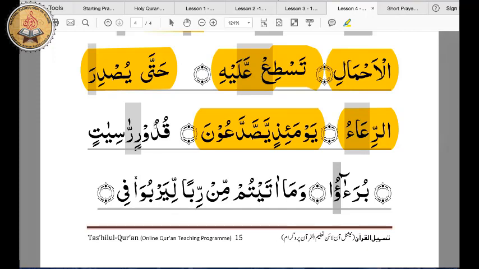Wa alaikum assalam. Could you please read the next example? Okay. Qudurir sijatin. Just make this dal a little bit softer because it sounded like there was a shadda on it. So qudurir rasiyatin. Qudurir rasiyatin. Very good. And if you're going to pause on that word, how are you reading it? Qudurir rasiyat. Excellent, very good.